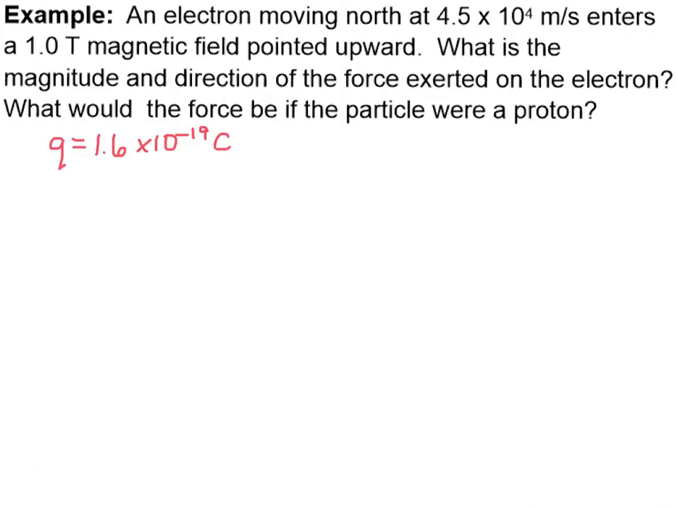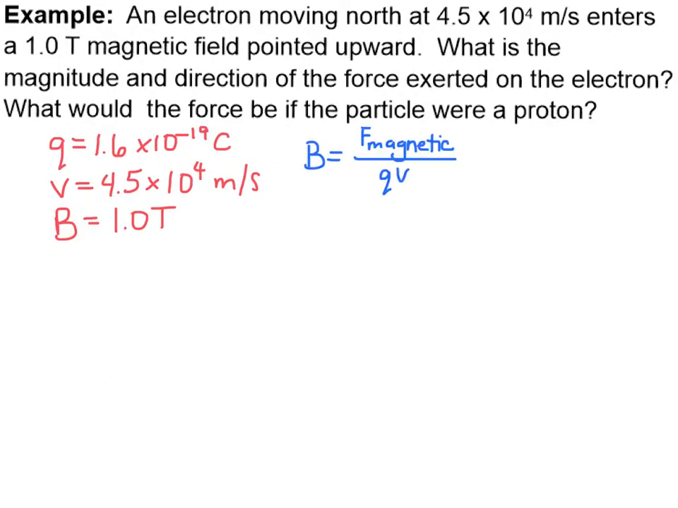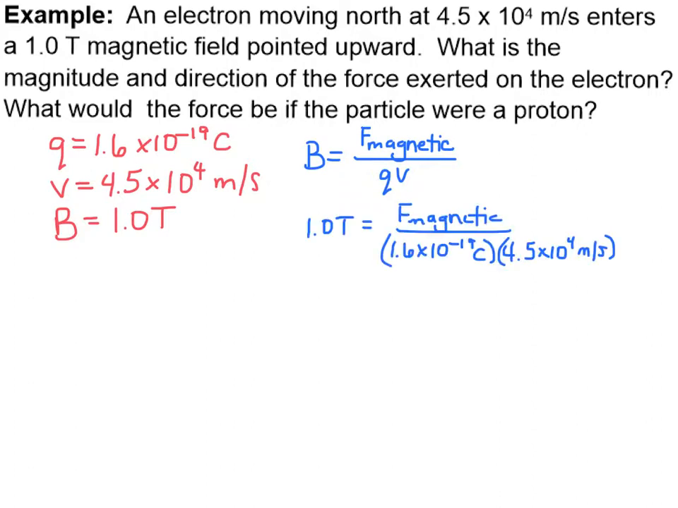I know the charge of an electron is negative 1.6 times 10 to the negative 19th coulomb. I'm given the speed of that electron, and I know the strength of the magnetic field. I'm going to use the formula we just learned. I'm going to plug the values into that equation and now solve for the magnetic force. So my magnetic force will equal 7.2 times 10 to the negative 15 newtons.